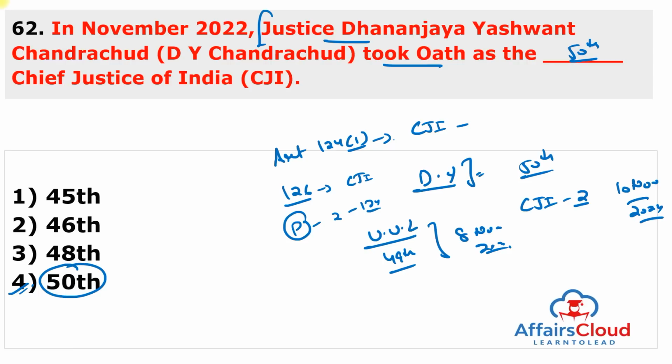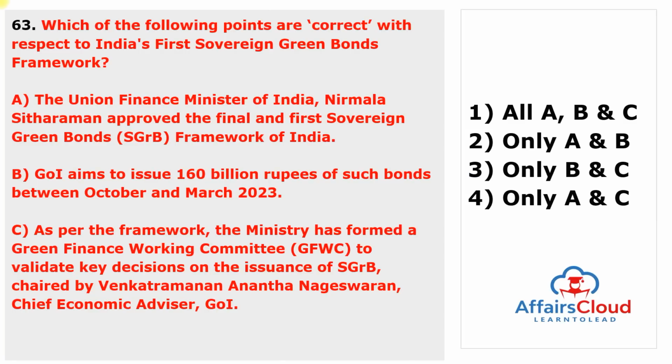Moving to the next question. Which of the following points are correct with respect to India's first sovereign green bonds framework? So again, this question is important, especially for the banking students. And here is the first statement. The Union Finance Minister of India, Nirmala Sitharaman, approved the final and the first sovereign green bonds framework of India. This statement is true. The Government of India aims to issue 160 billion rupees of such bonds between October and March 2023. This statement is also true.